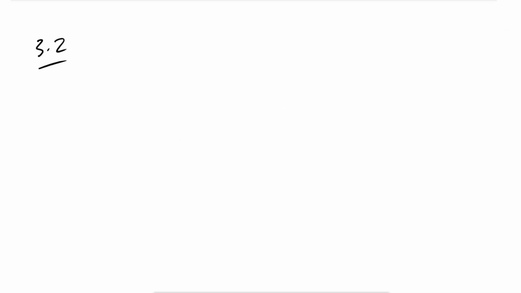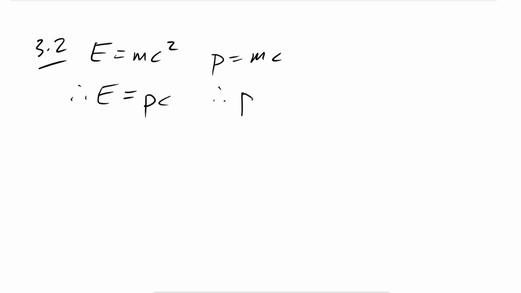3.2, positron interacts with an electron, resulting in annihilation. Gamma photons produced. Energy of each gamma photon is that. Calculate the momentum of one of the gamma photons produced in the annihilation. Okay, so this is a weird one because it's not really an equation we come across. So we know that the rest energy of something is mc squared. We can actually take mc as being the momentum, so therefore we can say that energy is equal to pc, so momentum times speed of light. Therefore we can say momentum is equal to the energy divided by the speed of light.